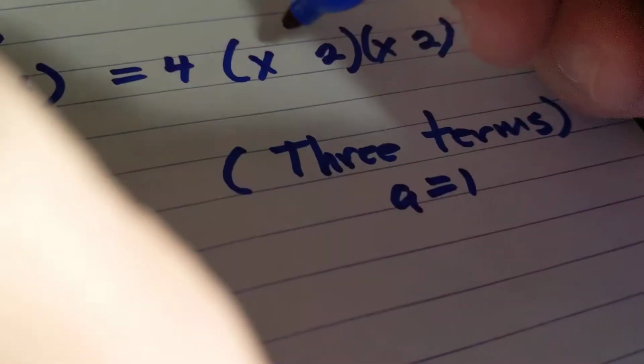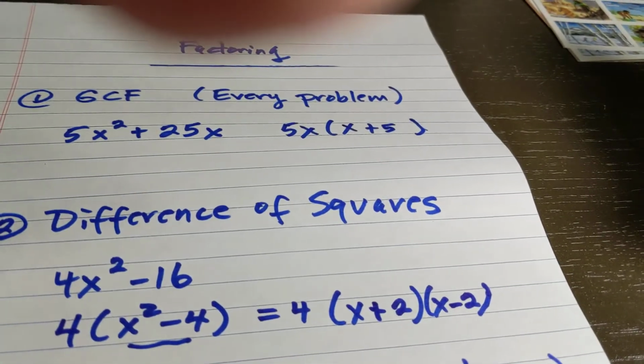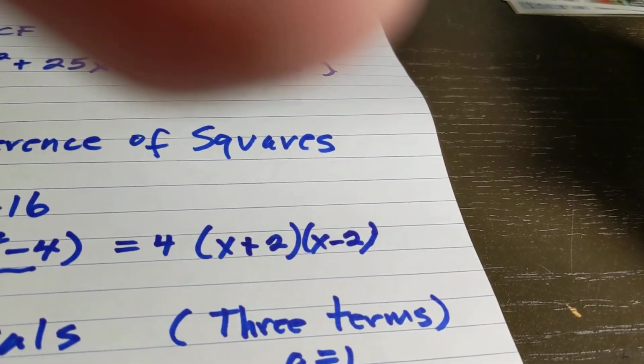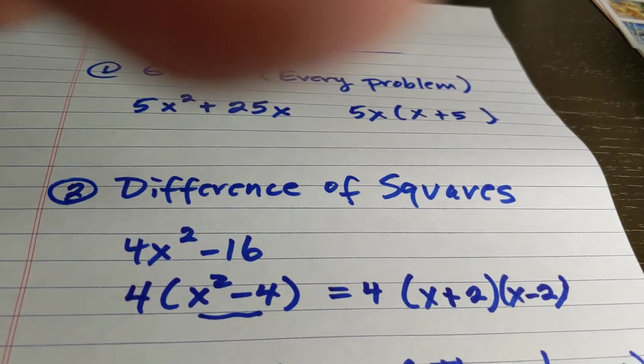And then you finish this up by making one addition and the other one subtraction. So 4x squared minus 16 becomes that: 4 times x plus 2 times x minus 2. It's called the difference of squares.